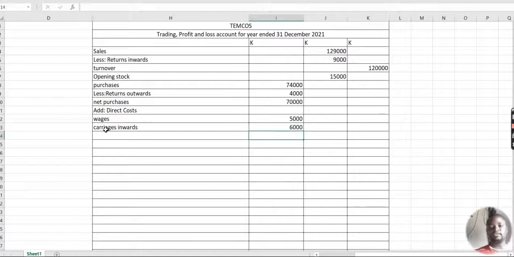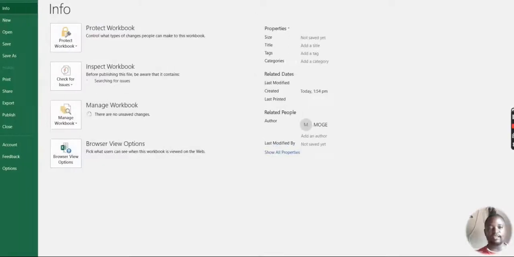Press it there. So now we are going to find the cost of purchases. The cost of purchases is made up of the net purchases and all direct costs. So this one will give us what? Let's see what it will give us.